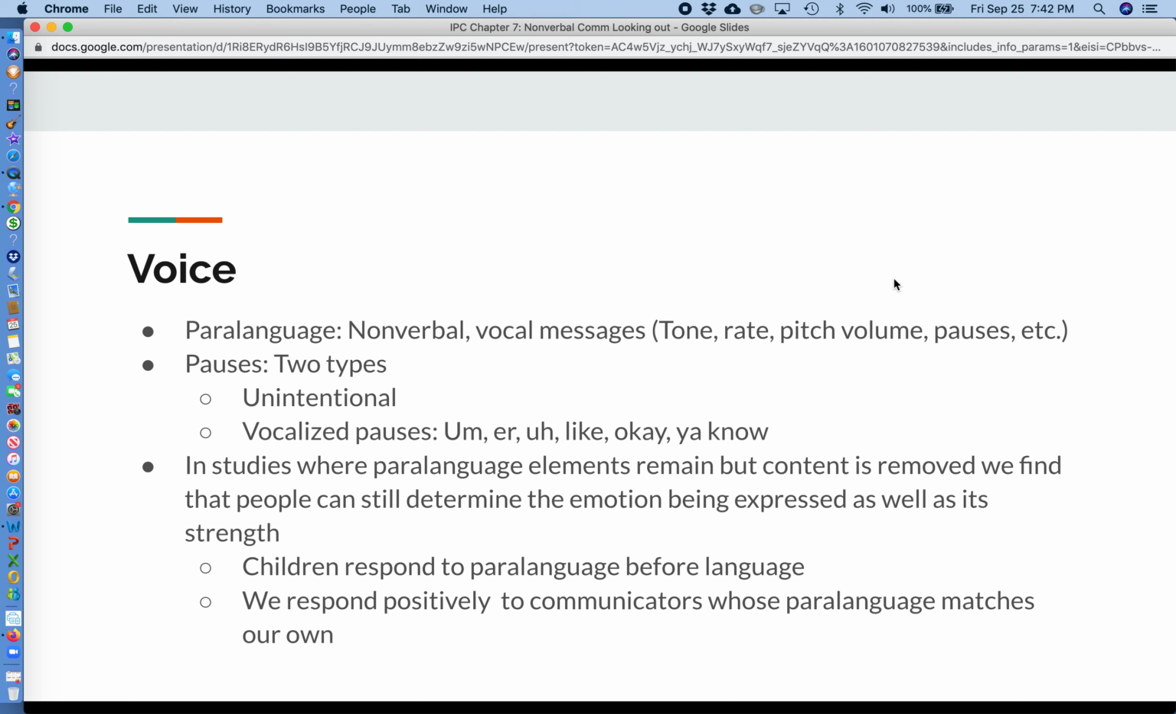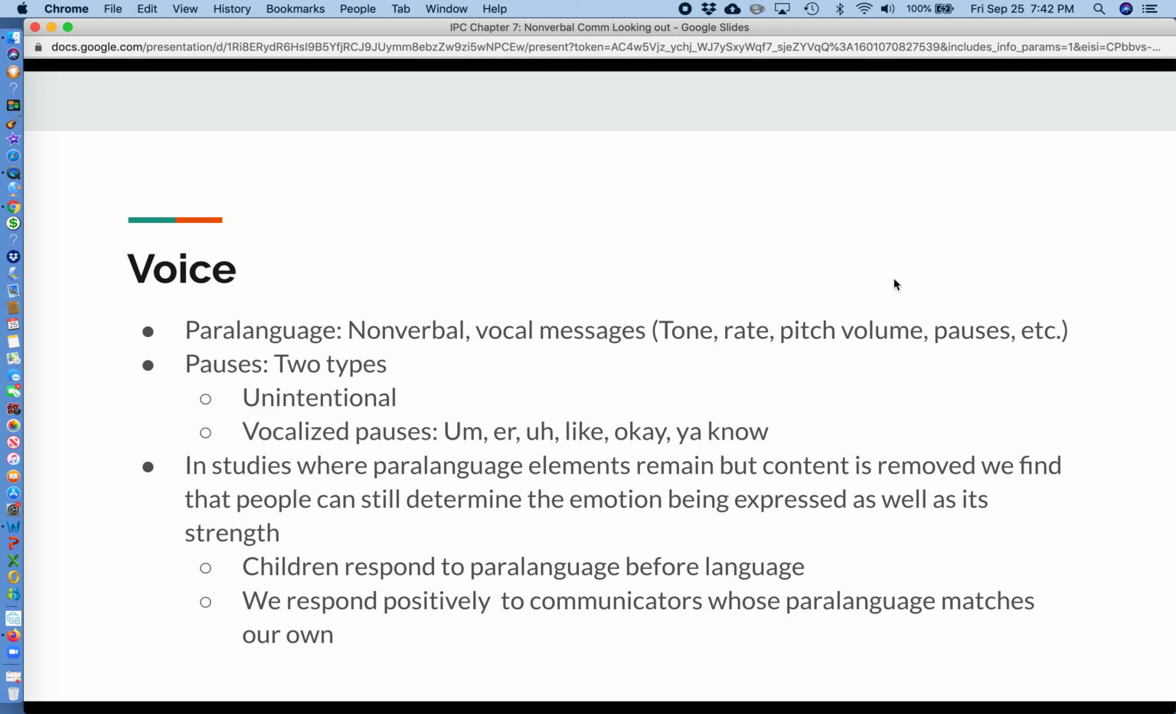Now, voice comes into play as well when we talk about nonverbal forms of messaging. So even though we use our voice to talk and to say words, we also vary things like tone, rate, how fast or slow we talk, our pitch, volume, our pauses, right? And all these things send messages.